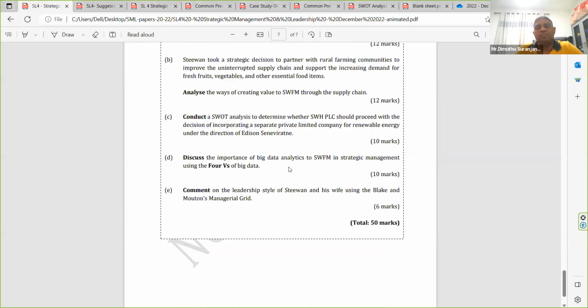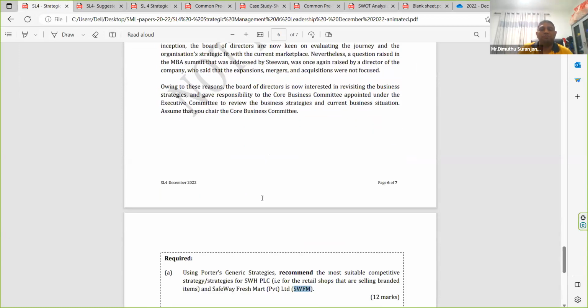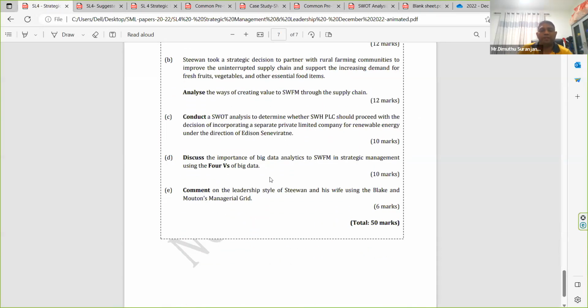It's more theory parts. Then part E: comment on the leadership style of Stephen and his wife using the Blake and Mouton managerial grid. That is application, guys. 6 marks. So do we have information from the unseen? No. It should be based on the pre-seen actually.